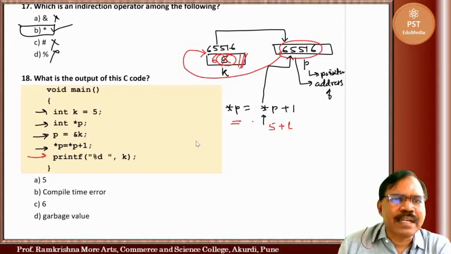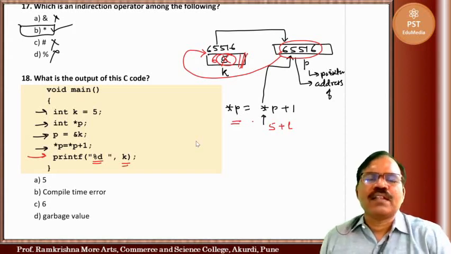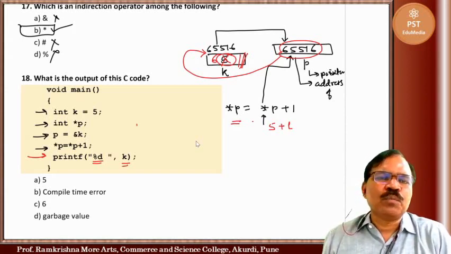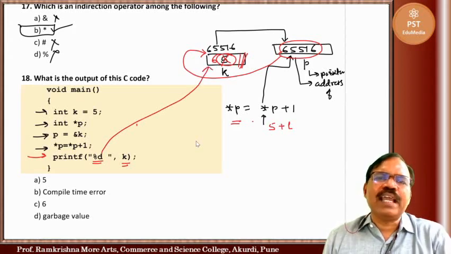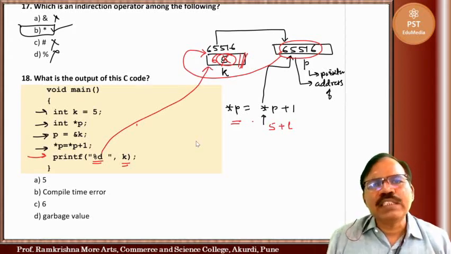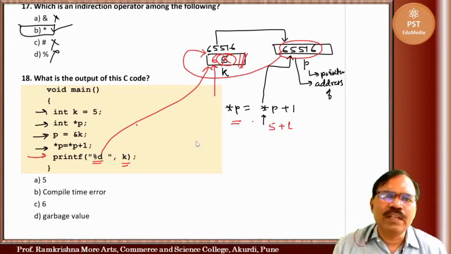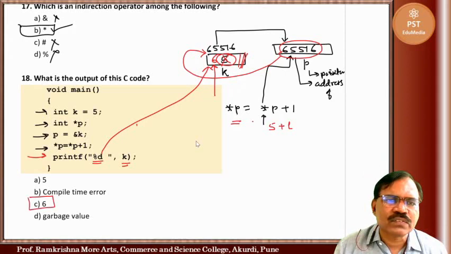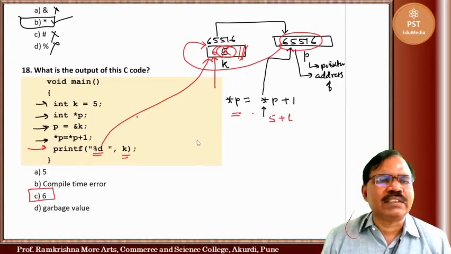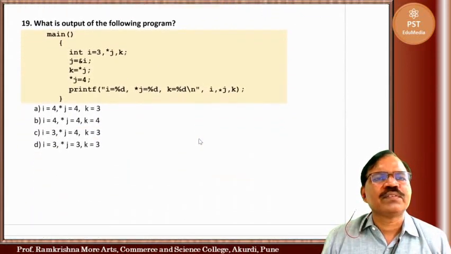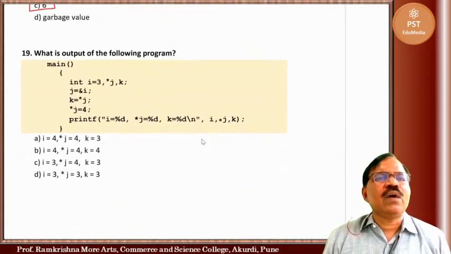Then printf "%d", k. What is printed? To print k, it will go to the memory location of k and take the value of k. What is the value at that memory location? It is 6 now. So it will print 6. Now next one.